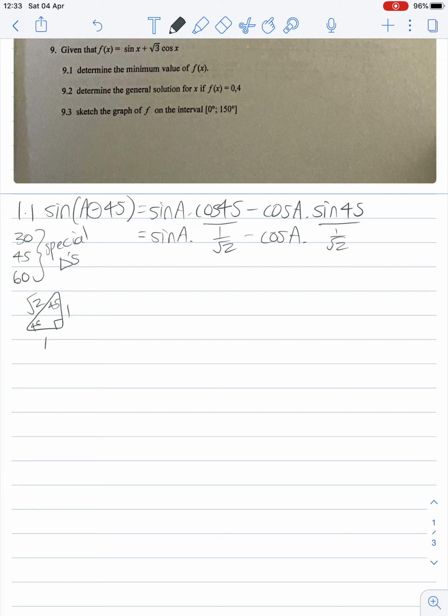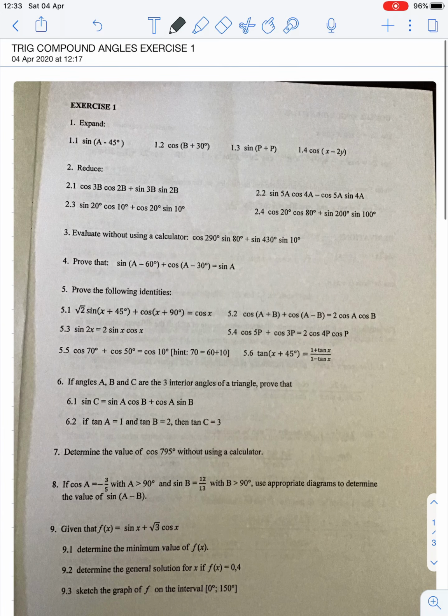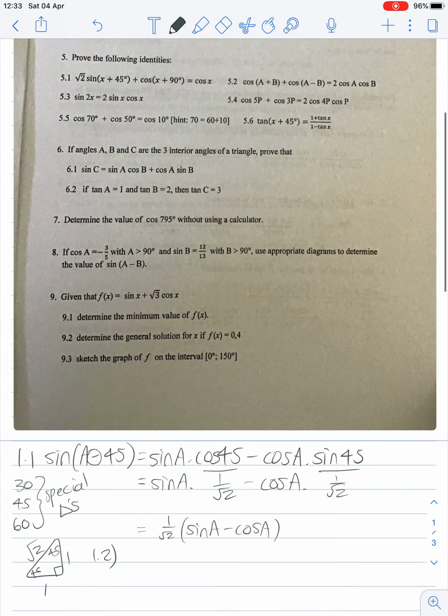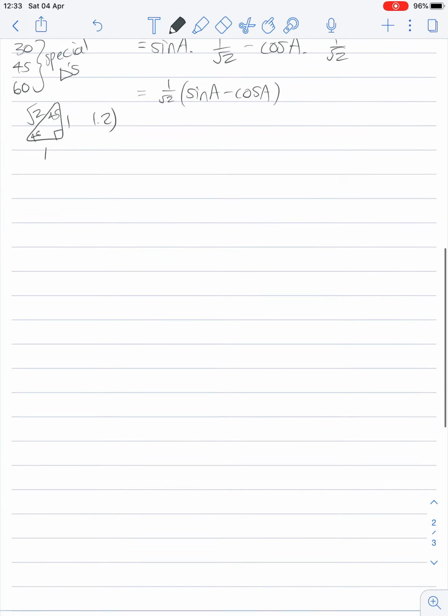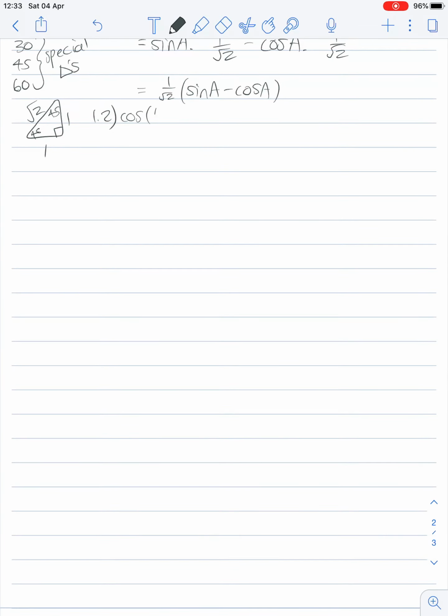Okay, so at this stage we can't subtract them because they're unlike terms. So what we could do to make our answer slightly more simple is we take out an HCF of 1 over root 2 and you're left with sin A minus cos A. Okay, so there's the first little example of a compound angle in action. Going to go to number 1.2, which was that guy, cos beta plus 30. So much the same thing, and this is where you're going to get better and better at expanding these.